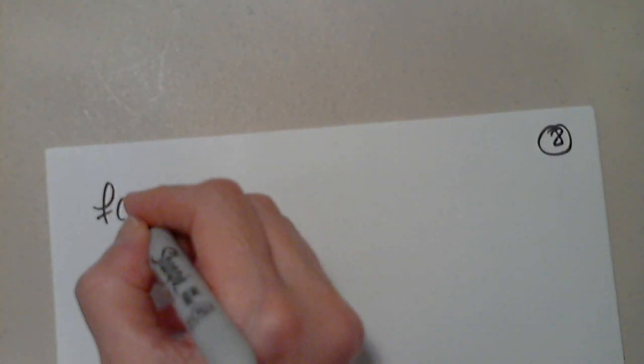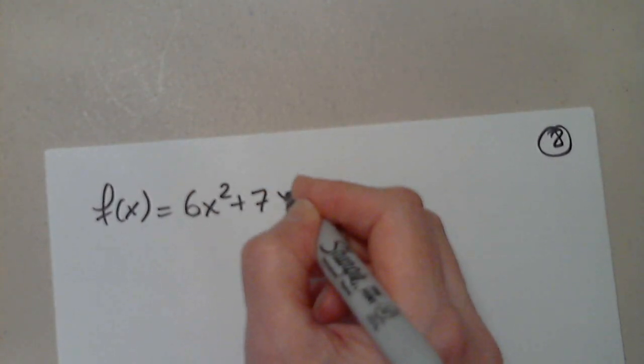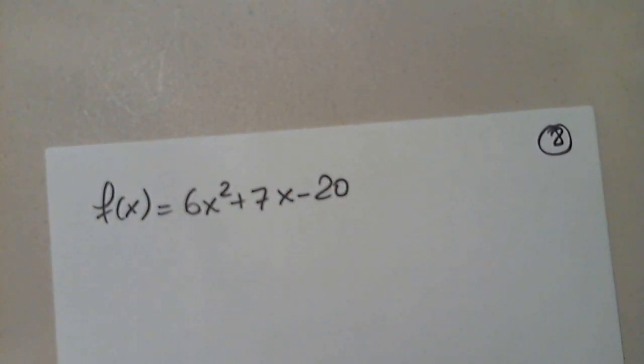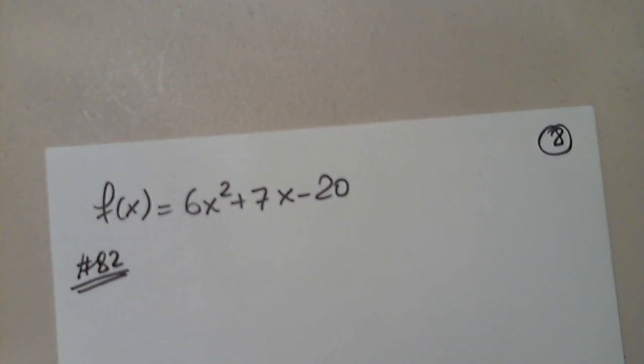So this is the problem at the bottom of the handout, and we are given a function which is f of x equals 6x squared plus 7x minus 20. And the question is asking us, so this is problem 82. It's asking us to find the zeros.